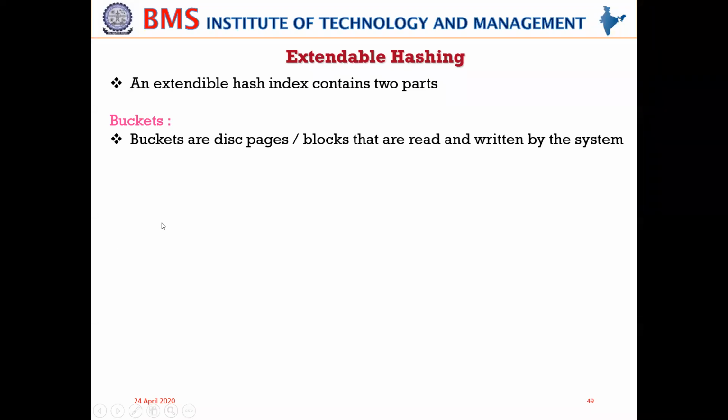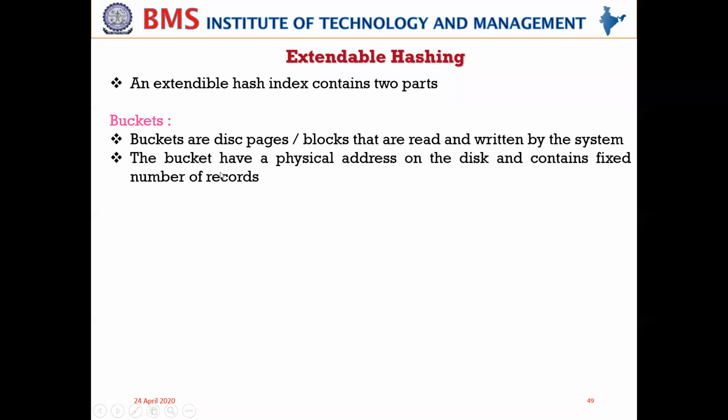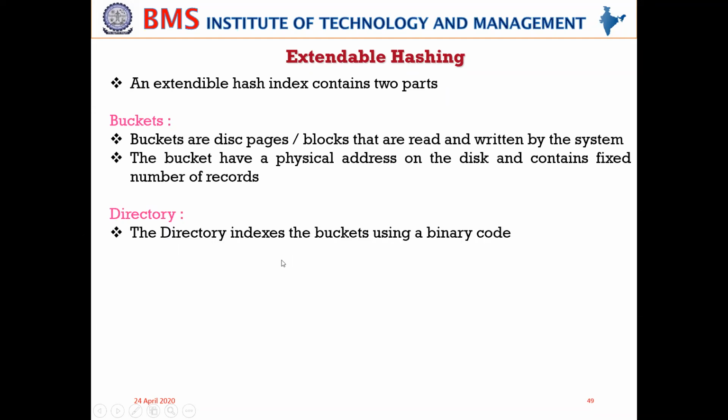As we know, each and every bucket has a unique address on your hard disk, which is called the physical address. And the number of records that are stored inside each bucket or each block is called your blocking factor. And the second component we come across in extendable hashing is your directory. The directory holds two pieces of information, or it basically has two parts.